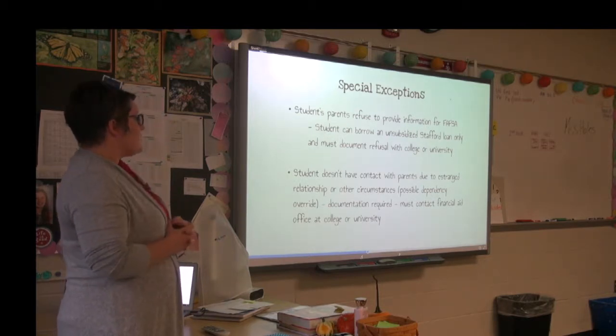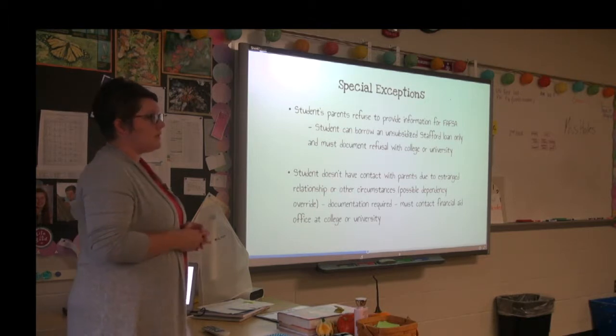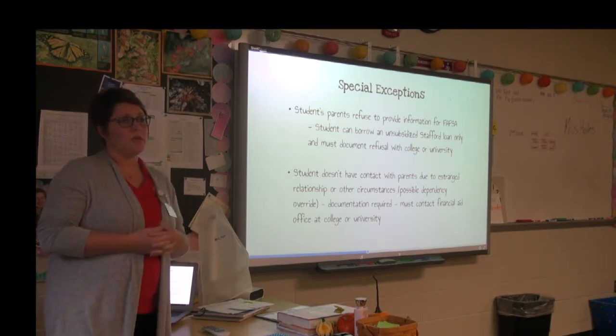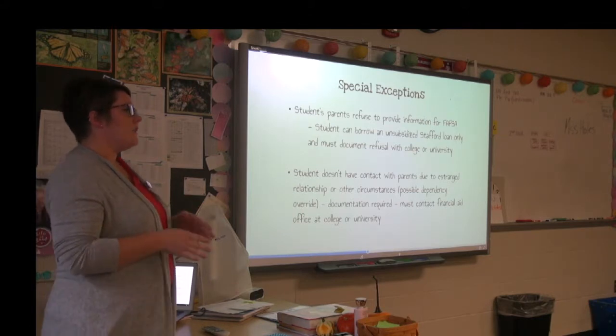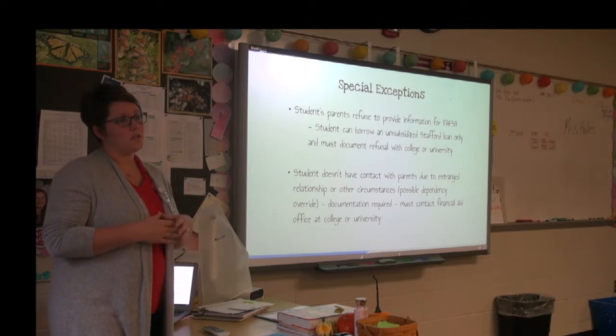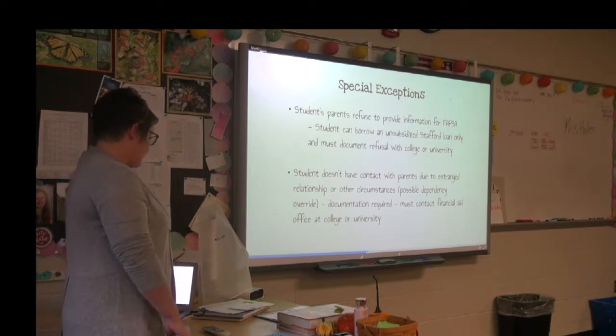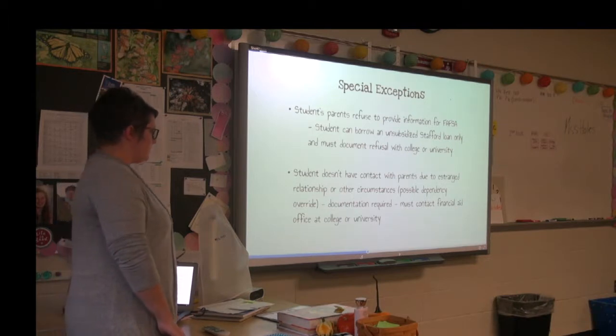If a student doesn't actually have contact with their parents due to an estranged relationship, then the school does have the ability to do a dependency override. Again, that is something that is documented with the particular institution, and their financial aid office would help you through that process. So if anybody's in that situation, just talk to the financial aid office.